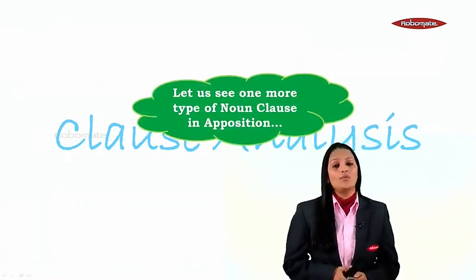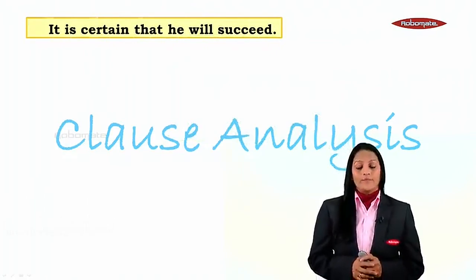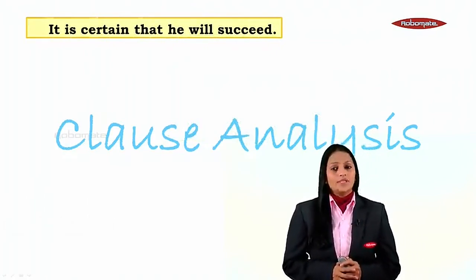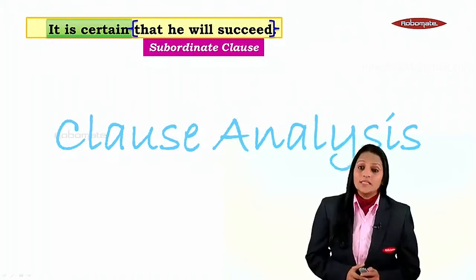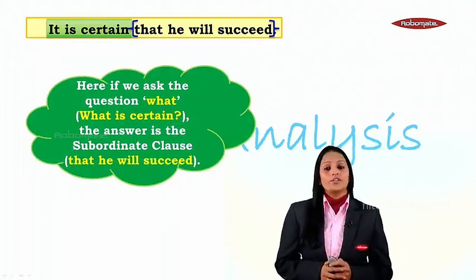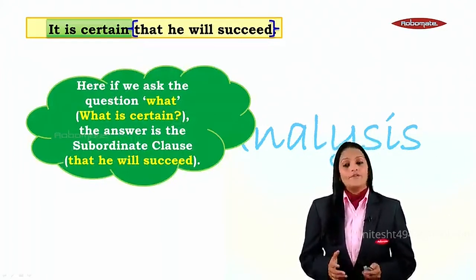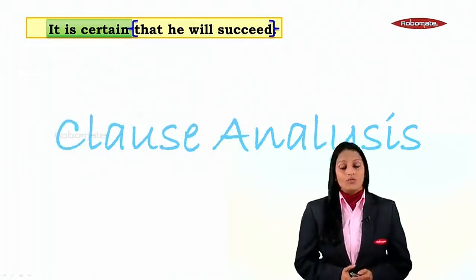Students, there is one more type of noun clause in apposition. What is that? Let's see here. It is certain that he will succeed. So it is certain is the main clause. That he will succeed is the subordinate clause. And here if we ask the question what is certain, of course we get the answer that he will succeed. So definitely it is a noun clause.